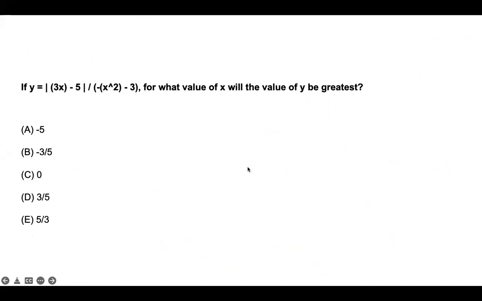This is a similar question and you can solve that on your own. Just a quick idea. In this question, we have an absolute value in the numerator, and in the denominator, minus x square minus 3. And in the denominator, we are getting a negative value. But the question asks for what value of x we have the maximum value of y. So you can solve it on your own and get the idea.